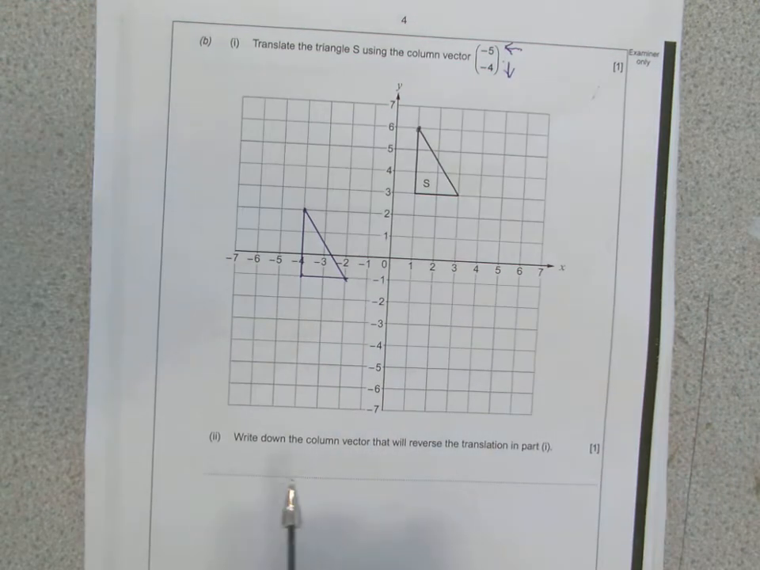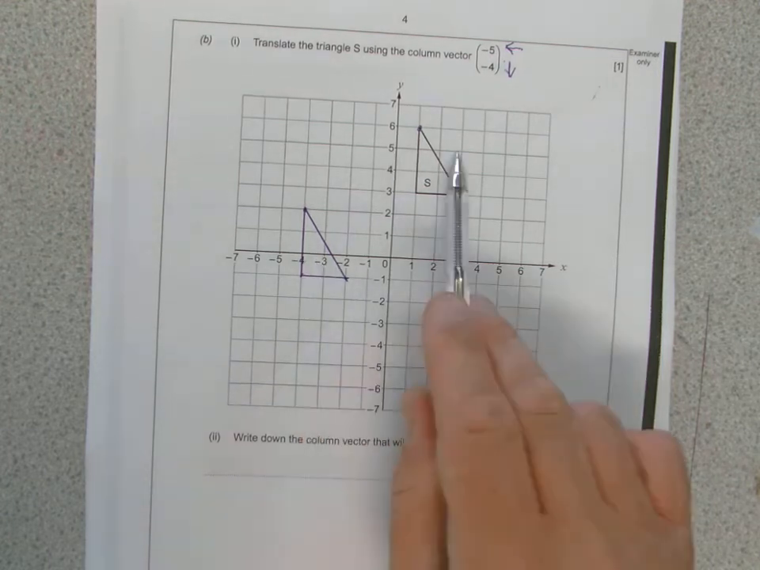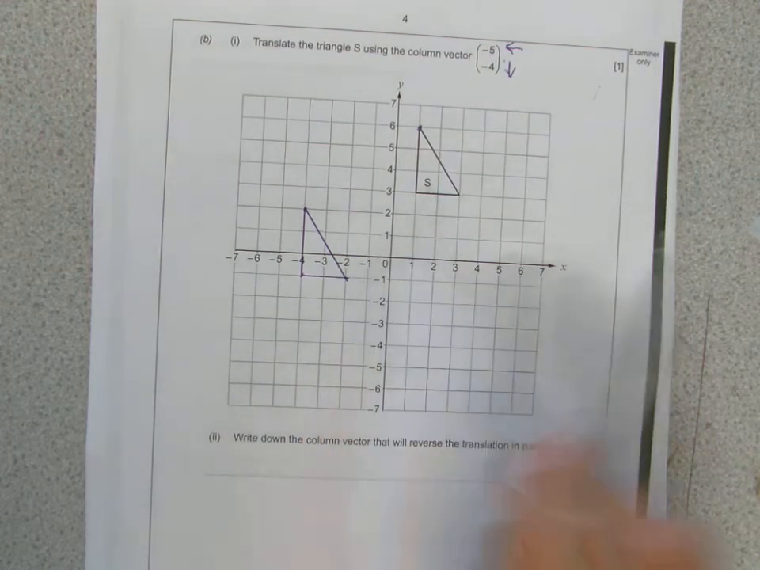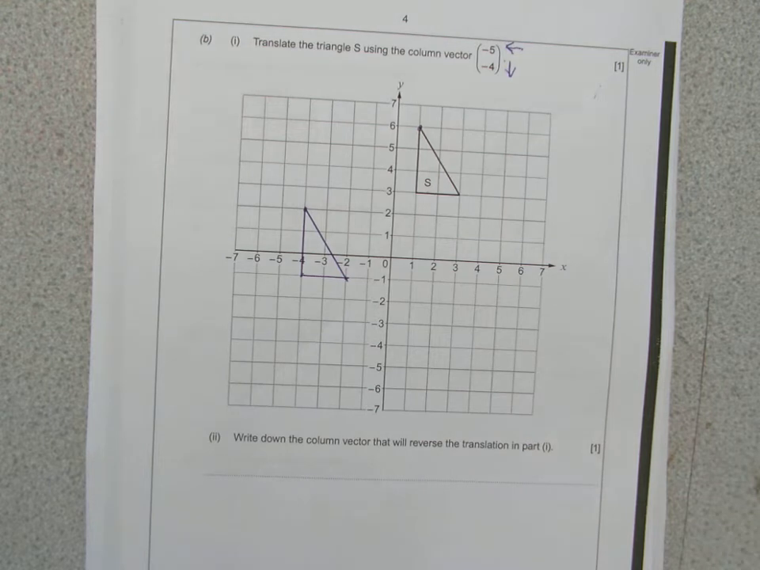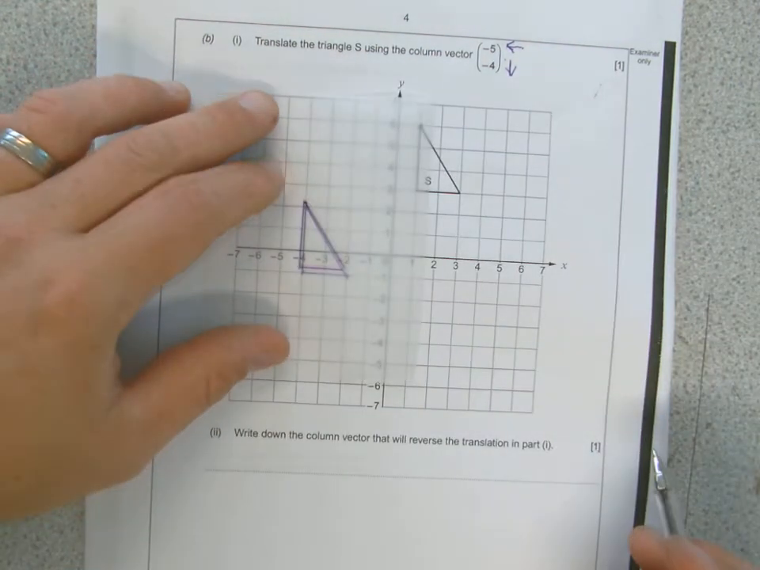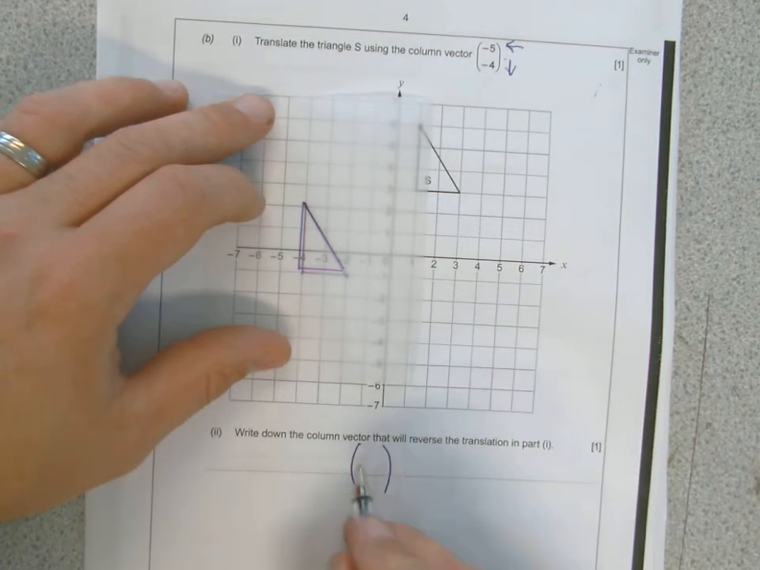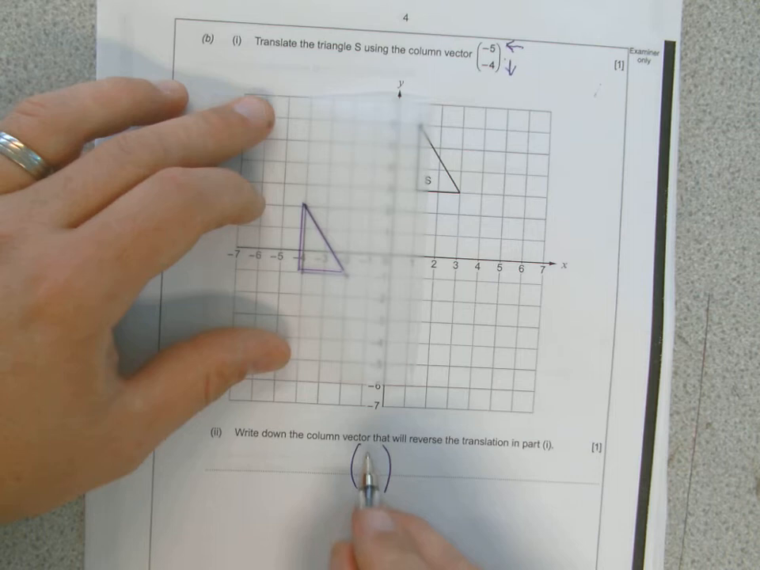Part 2, it says write down the column vector that will reverse the translation in part 1. So if I wanted to go backwards to where I was, I need to do the opposite. So I can get my tracing paper again, and we can see what our column vector is going to be. Now, the column vector needs to be like this. Remember, the top number tells you how many you move across.